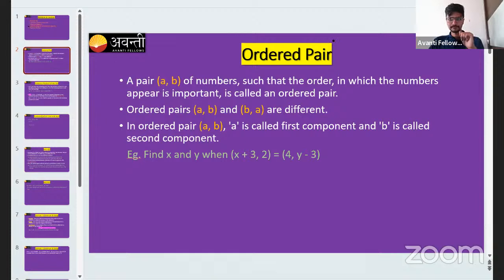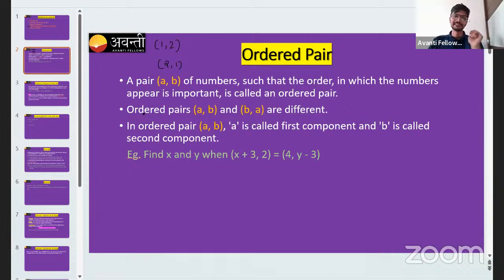Suppose, for example, here I can write a pair A comma B of numbers, such that the order in which the numbers appear is important. That is called an ordered pair. You know how in the Cartesian coordinate system we use points like the point 1 comma 2 on the x-axis and y-axis. Similarly, this is also an ordered pair. So the basic definition of an ordered pair is the same: 1 comma 2 is an ordered pair. Here it says the order in which the numbers appear is important. That means 1 comma 2 and 2 comma 1 are not the same.